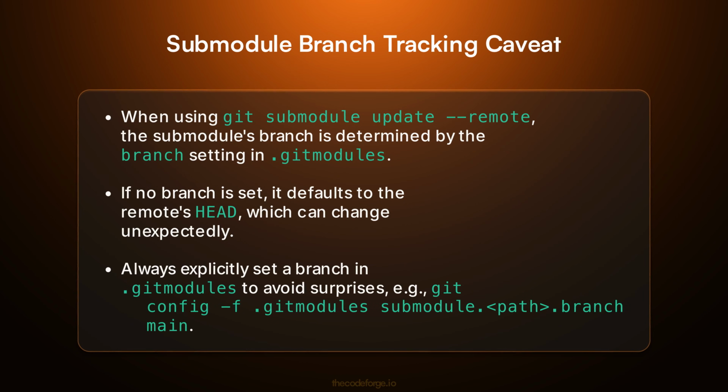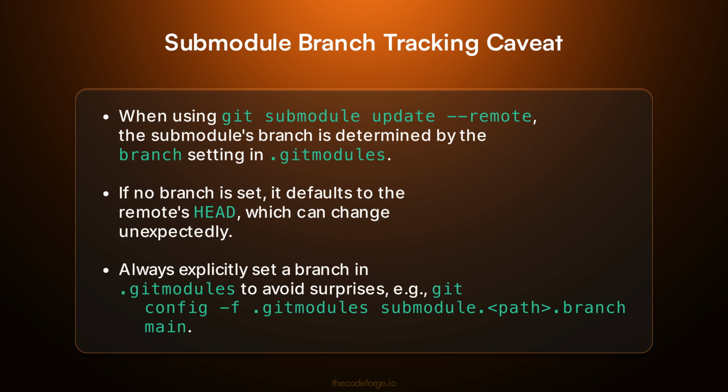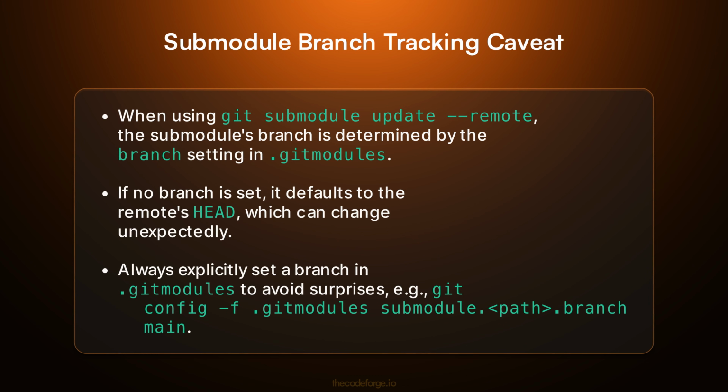When using git submodule update --remote, the submodule's branch is determined by the branch setting in .gitmodules. If no branch is set, it defaults to the remote's HEAD, which can change unexpectedly. Always explicitly set a branch in .gitmodules to avoid surprises, e.g. git config -f .gitmodules submodule.path.branch main.